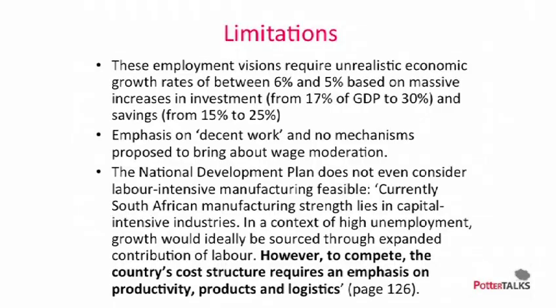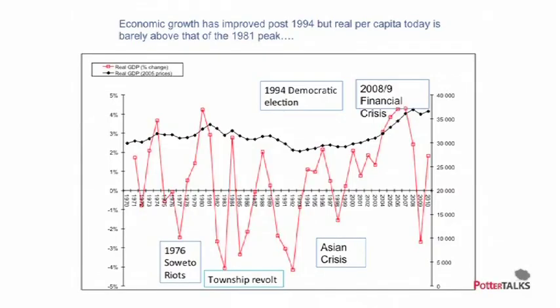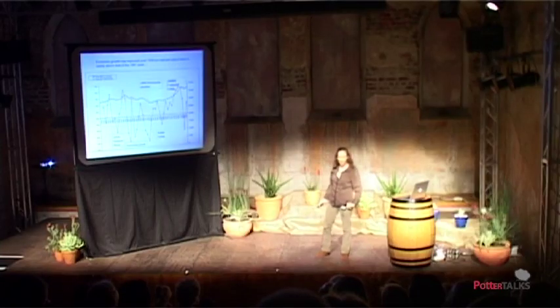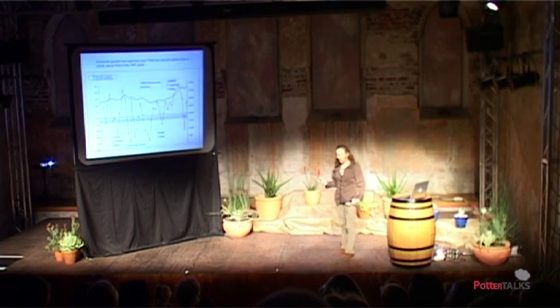What are the limitations of these two? They're very interesting on many levels, but for me they've got some problems. The first is that they require unrealistic economic growth rates of between 5 and 6%. So remember the picture I showed before? That red line never got anywhere near 5%. This goes from 1970. So we're going to have to get on a growth path that we haven't seen since probably the mid-60s for a couple of years. So that's the one thing. There's going to be some sort of shift that has to happen in the economy, and it's rather unclear how they're going to bring that about.